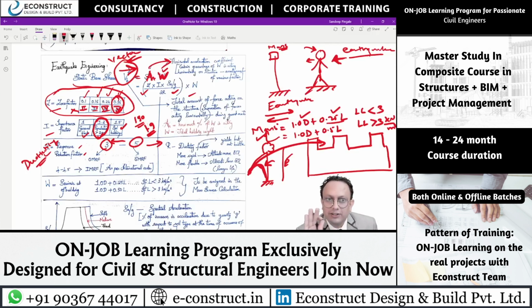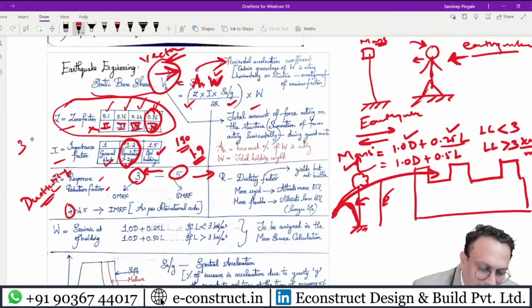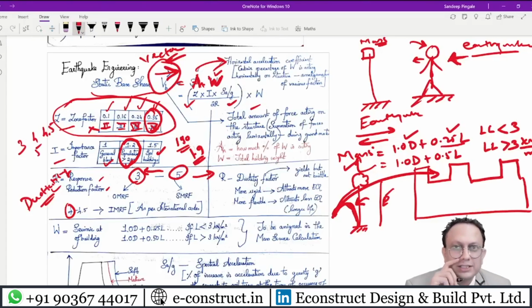All right, understood? Okay, now let's go to the table. Actually, the values are 3, 4, 4.5, 5. That is the maximum value that occurs as per the Indian IS 1893 code.